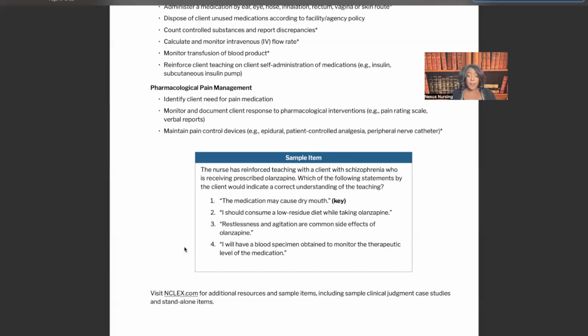And then choice 4, I'll have a blood specimen obtained to monitor therapeutic levels of the medication. Not for this medication. For lithium, absolutely. Lithium, which is also used for schizophrenics. Lithium has a very narrow therapeutic index. Yes, blood specimens will be taken periodically for lithium, but not for this medication. So number 1 is the correct answer choice.